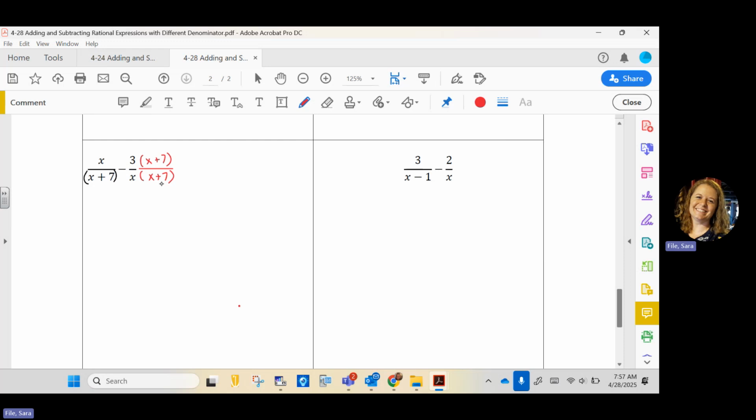Now, if I do that to the right rational expression, the left one needs to be x times x plus 7. I need this to be the same. So this side needs to be multiplied by x.